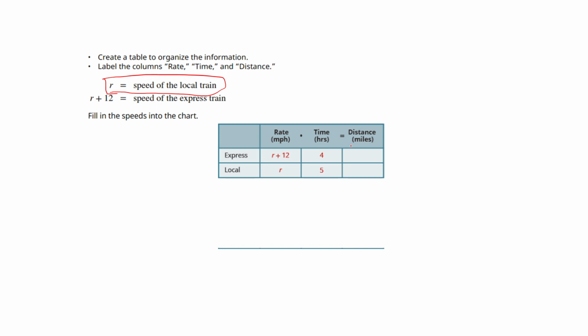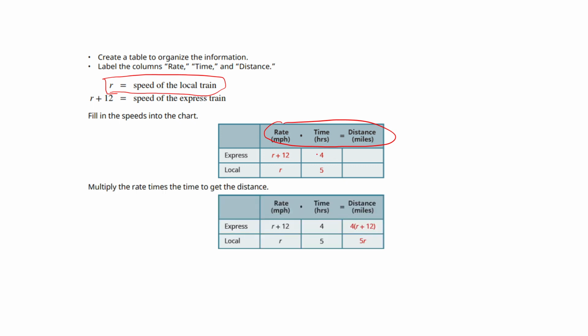Okay, now what about the distance? Well, the formula here naturally tells us what the distance would be. I can just multiply these together. Did they do that too? Yeah. Just multiply these together, and this column now has got my two distances.